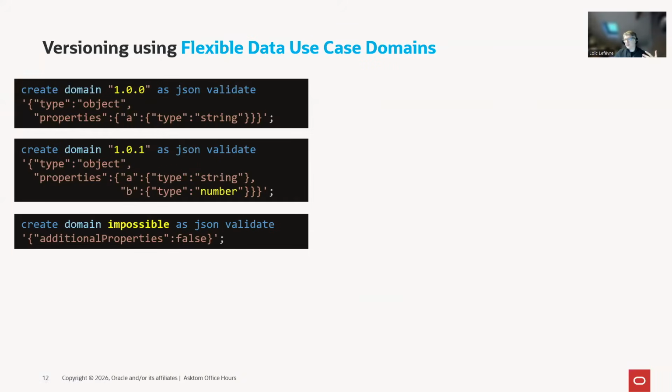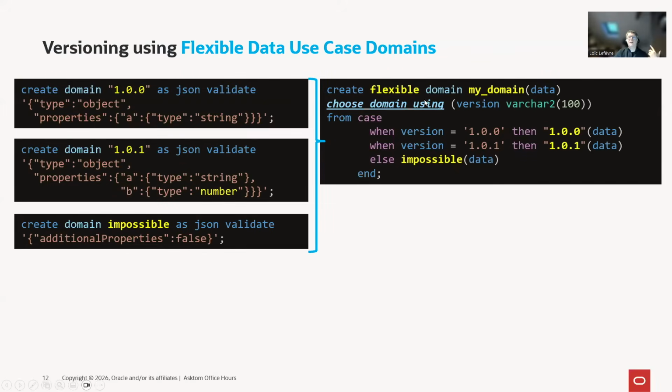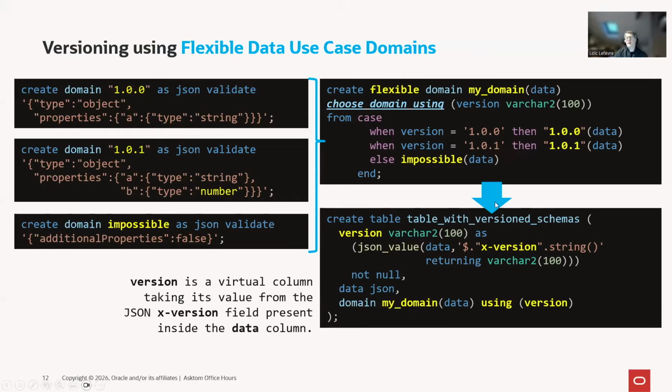And then you define your flexible domain. So you say that's domains, the domain is based on data column, and then you choose from another version column which value will target which JSON, which data use case domain with the attached JSON schema. So it seems a bit hard to understand, but basically you define your table that way.